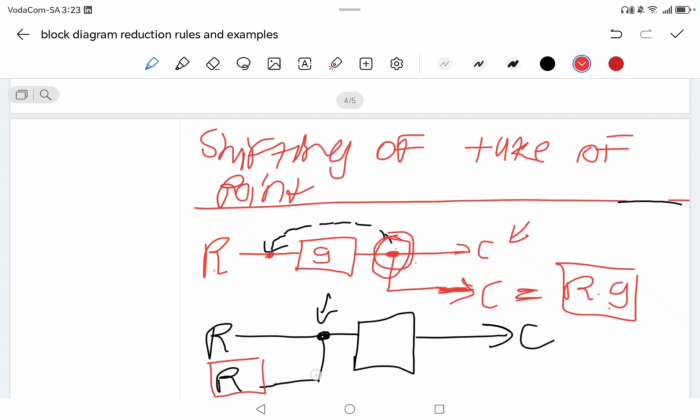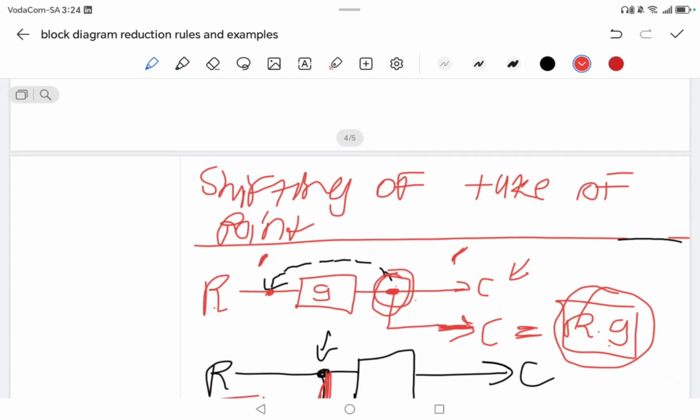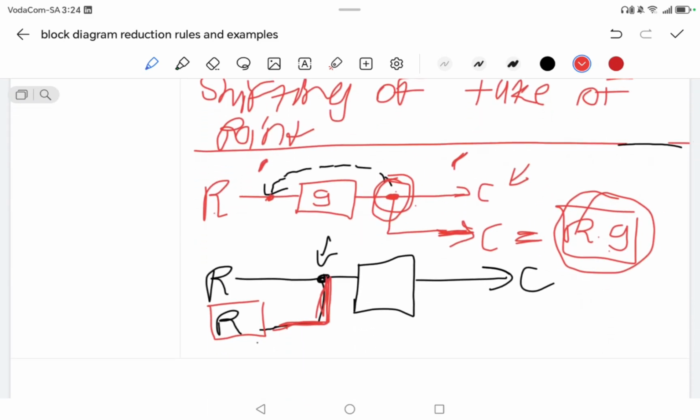Now, how do we then take this side? Since the output on the left hand side is R, the rule says the output of a takeoff point must be the same before and after the takeoff point. So here in this R we should have RG. What can we do to end up with RG? We then need to add another box, on this side.